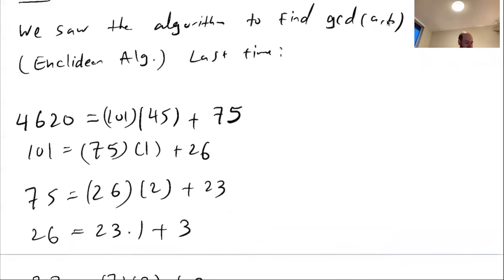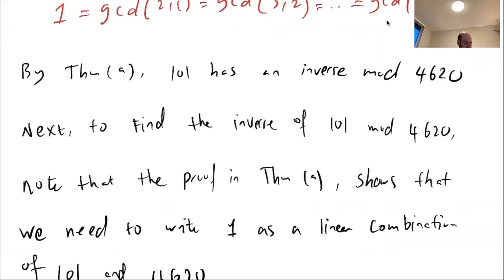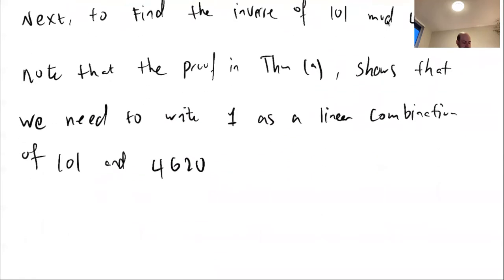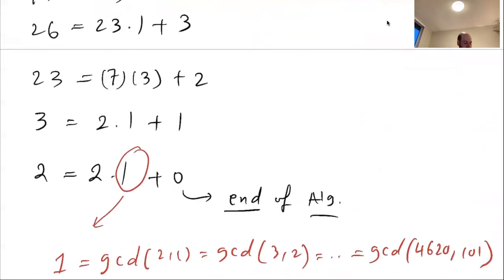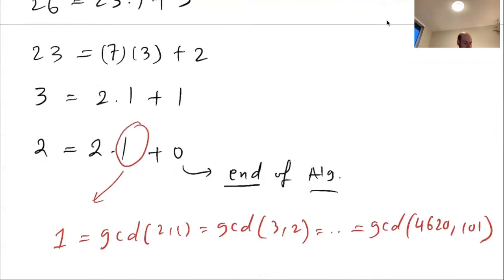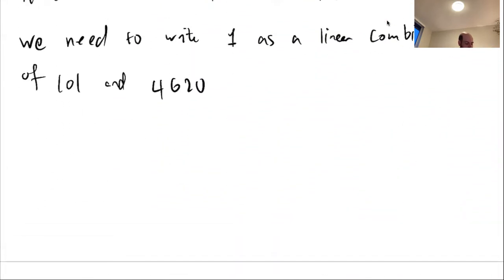So that's why I said here that the proof shows that we need to write 1 as a linear combination of 101 and 4620. In other words, find T and S where 1 is equal to 101 times T plus 4620 times S. Now, if we look at the Euclidean algorithm, we can write 1 as a linear combination of A and M, in this case 101 and 4620. So we can do so.